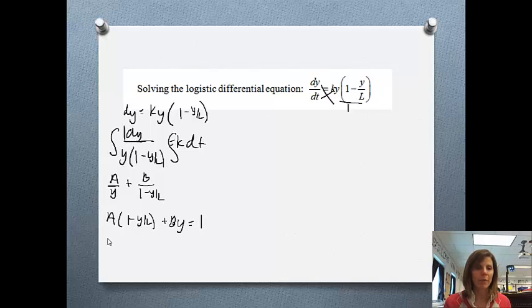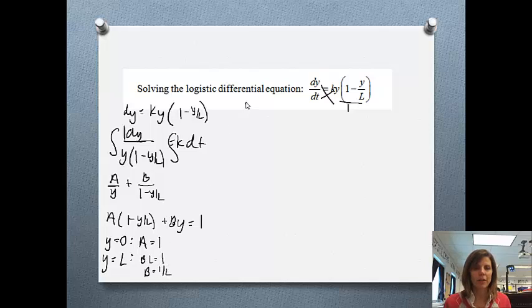And then from here, I'm going to start out by letting y equal 0. So if y is equal to 0, the B is going to drop out, and if I put 0 in for the y here, I'll just get A equaling 1. And then for the second part, if I want to figure out what's going to make the A equal 0, the y would actually have to equal L. So if I let the y equal L, the A's drop out, I'll get BL is equal to 1, which makes B equal to 1 over L.